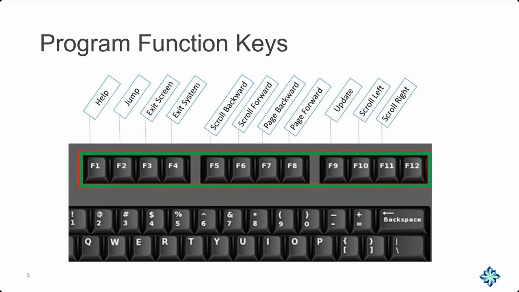Next, we have the program function keys. Depending on your particular keyboard setup, you might have F keys, F for function, or PF keys. So if, like in the screenshot, we have F1, F2, etc., yours may be PF, and that's perfectly okay. They mean the same thing.